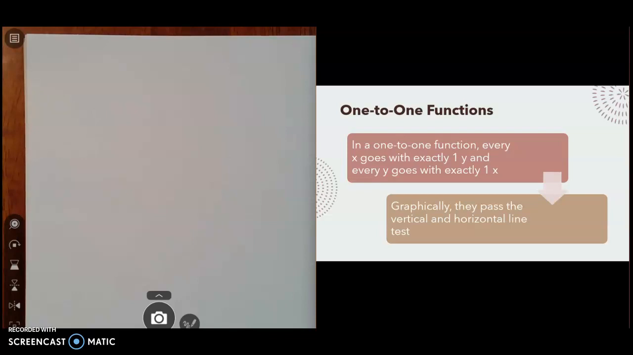In a one-to-one function, every single x goes to exactly one y. It doesn't go to more. And every y goes with exactly one x value. So graphically or visually, they're going to pass the vertical line test and the horizontal line test. So that means every vertical line that you could possibly make goes only through one point, and every horizontal line that you could possibly make goes through exactly one point and not more than one point.